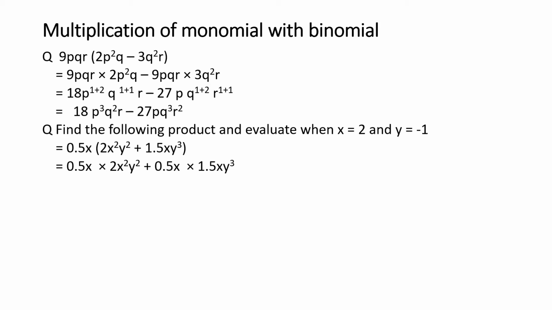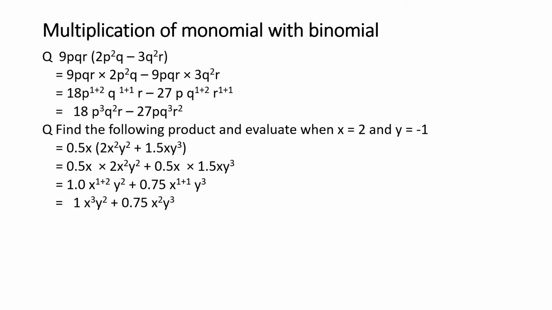0.5x, multiply, this is the multiplication sign, 2x square y square plus 0.5x into 1.5x y cube. The method is now again the same. The number has to be multiplied with number. 0.5 multiplied by 2 will give you 1.0. x raised to power 1 plus 2. y square is the only term. Then 0.5 into 1.5 will become 0.75, and x raised to power 1 plus 1 and y raised to power 3 is the only term.